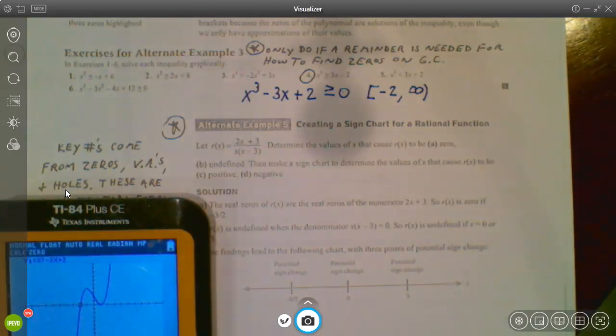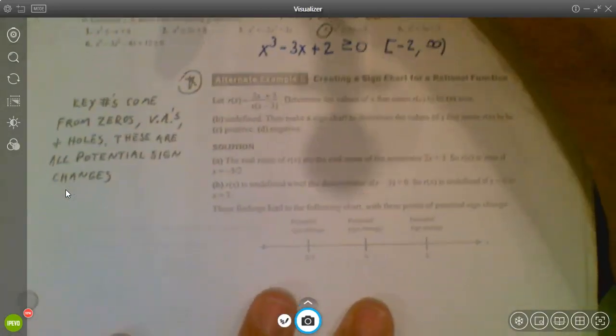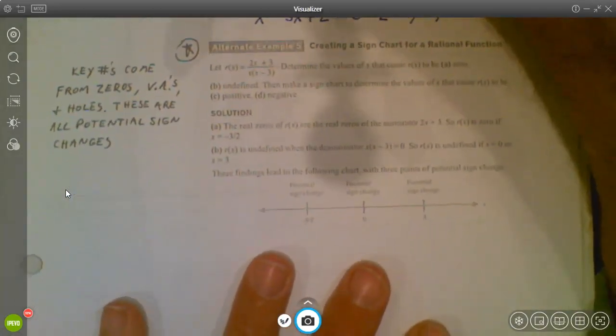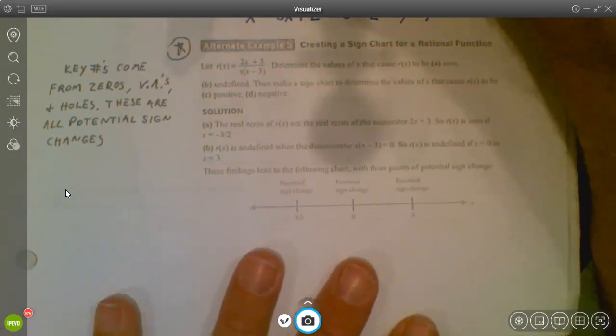So that's how we could do it with sort of just calculator alone. And I already know what you're thinking. Why can't we just always use the calculator? I know. It's more fun this way. You're going to learn some of this by hand too.